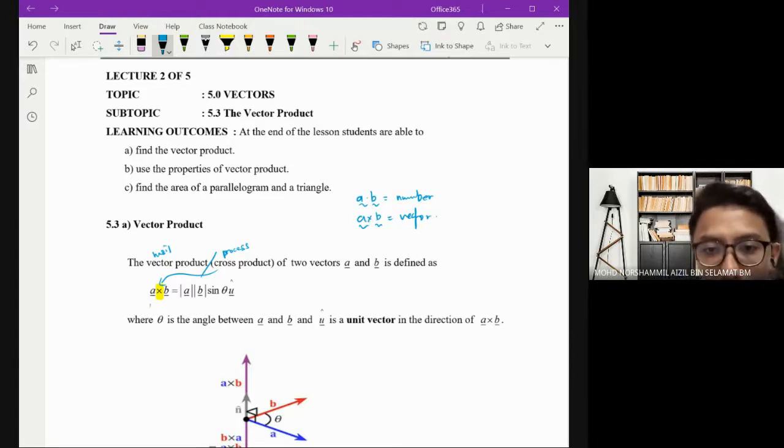Kalau dua benda ni tertukar, salah. Okay, this is the formula, but this formula we use it rarely lah. Dia jarang sangat guna lah. Very rare to use this formula. Okay.